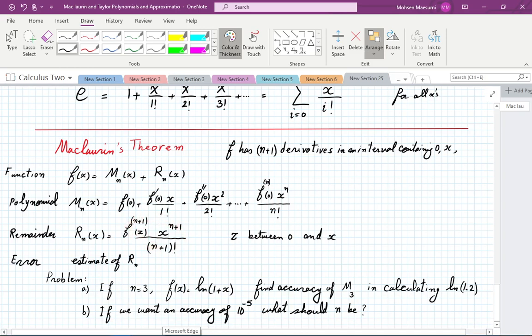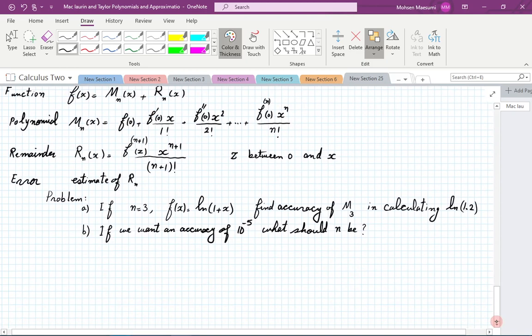We said there are two types of problems. One is the simple one. We have a function given to us and we are told to calculate the Maclaurin polynomial up to a certain term, and then we want to know how accurate that is if you are using it for calculating the function at some specific number. So you calculate the polynomial, you calculate the function on your calculator or somehow, and you take the difference of the two, and then you're done.